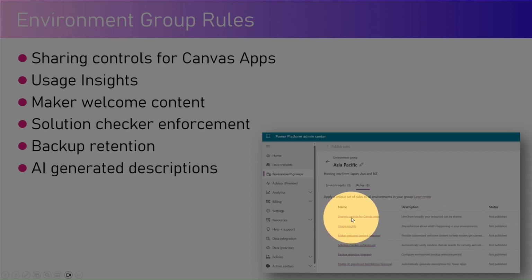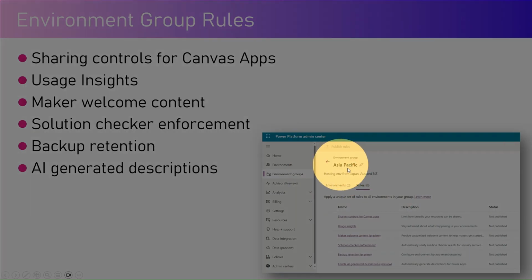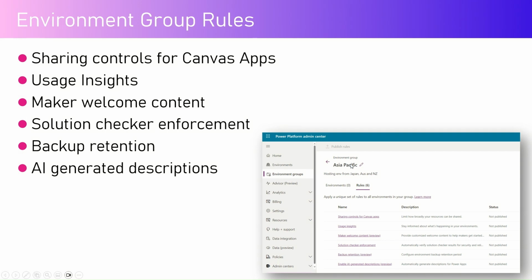One example would be sharing controls for Canvas apps. You can limit how broadly your resources can be shared. This is one of the rules. Once you enable and publish this, this environment group will have those rules defined, and any environment belonging to that environment group will follow that feature set. So this is an environment group, Asia Pacific, and if I add five environments to it, then all five environments will have that sharing control enabled, provided I publish those changes.